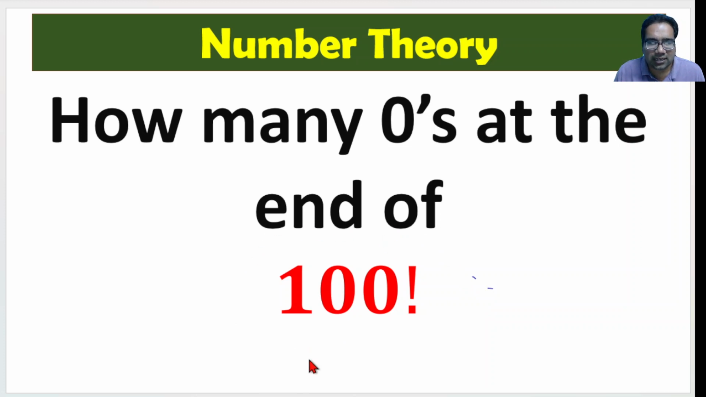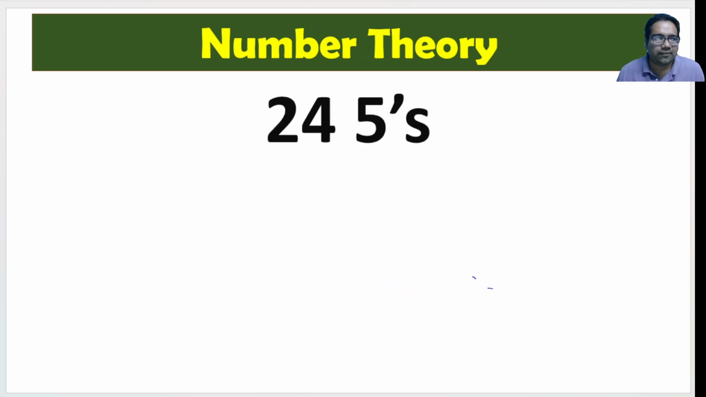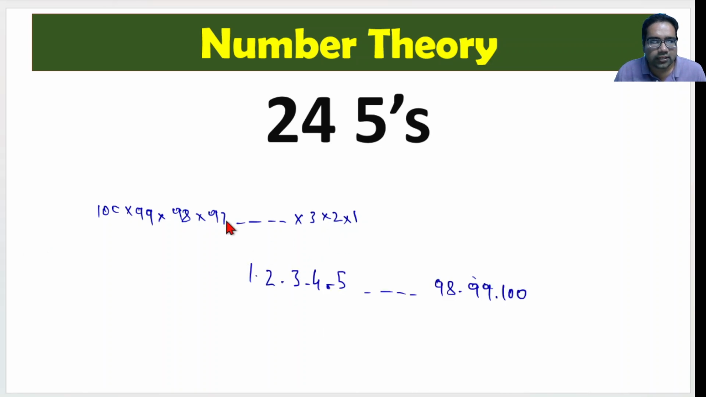We have to find out in this 100 factorial how many 2s are there and how many 5s are there. So let's look at it like this. 100 factorial is 100 times 99 times 98 times 97, down to 3, 2, 1. This we can write in ascending order: 1, 2, 3, 4, 5, and so on. Dot means into, the multiplication of all of these numbers.